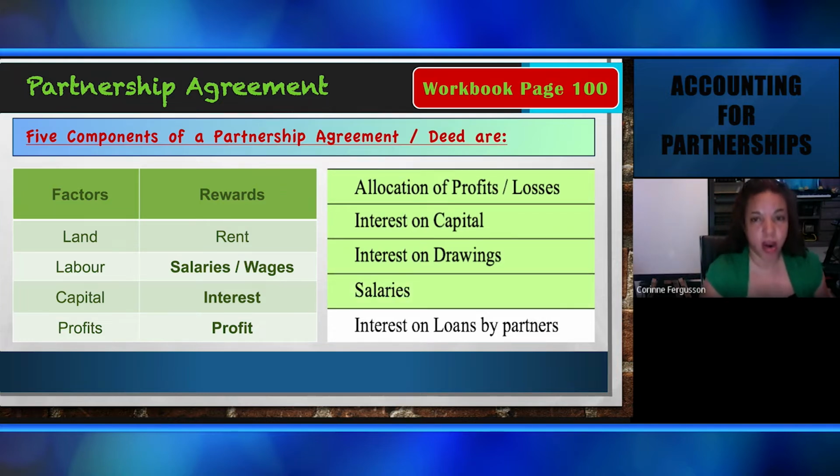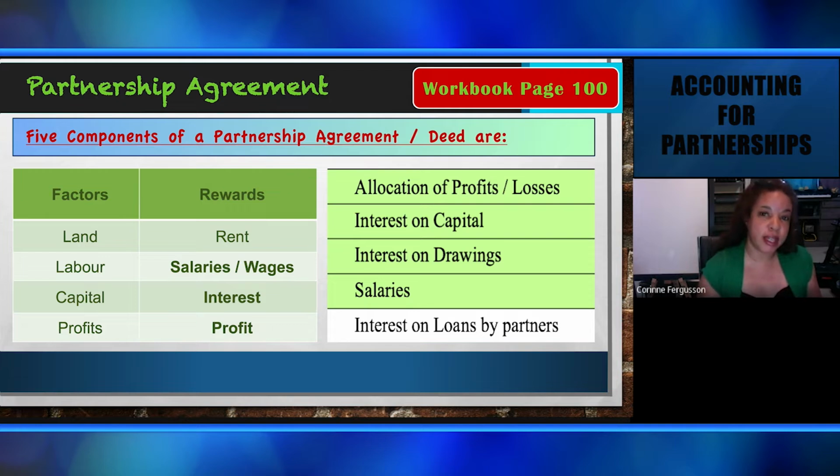Salaries. Owners are not workers. So the reward for an owner or an entrepreneur has always been profit. But remember, we said that the partners may have certain roles in the business. So you as a partner, you are studying accounting. You can be the accountant for the partnership.